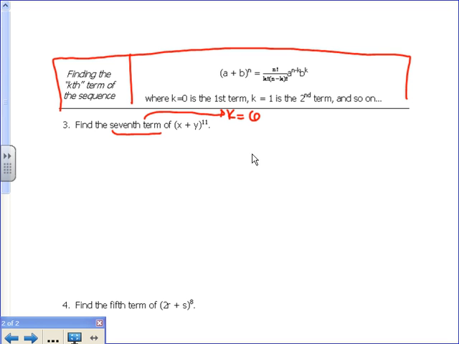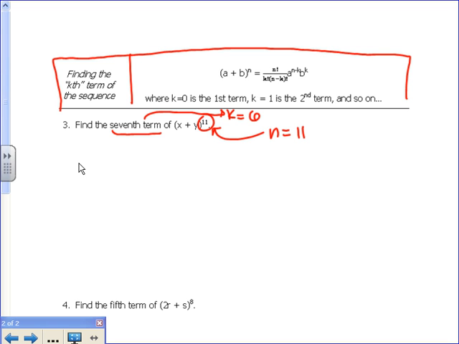equals 6 in our formula, which doesn't make sense at first until you read this. K0 is the first term. K1 is the second term. So if we're looking for the 7th term, then we're actually looking for when k is 6. And that's what we're going to use for these k's here in this formula. This number here tells us, again, just like it always has, what our n is. So here, n equals 11 for our formula.